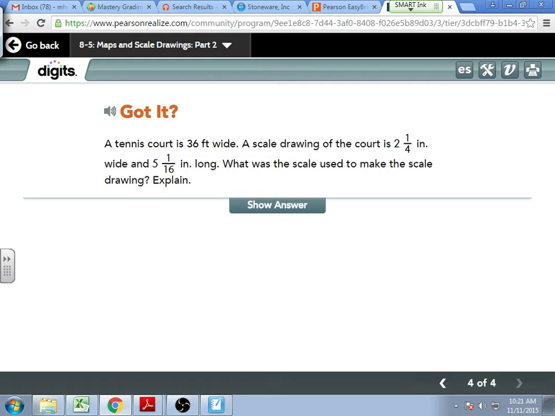So try this now. What is the scale? A tennis court is actually 36 feet wide, and a scale drawing of the court is 2 1/4 inches wide, 5 1/16 inches long. I want you to figure out what is the scale, and then to take it a step further, what's the actual length? Because they only give you the actual width, so we want to figure out what is also the actual length. So take a minute to solve this.